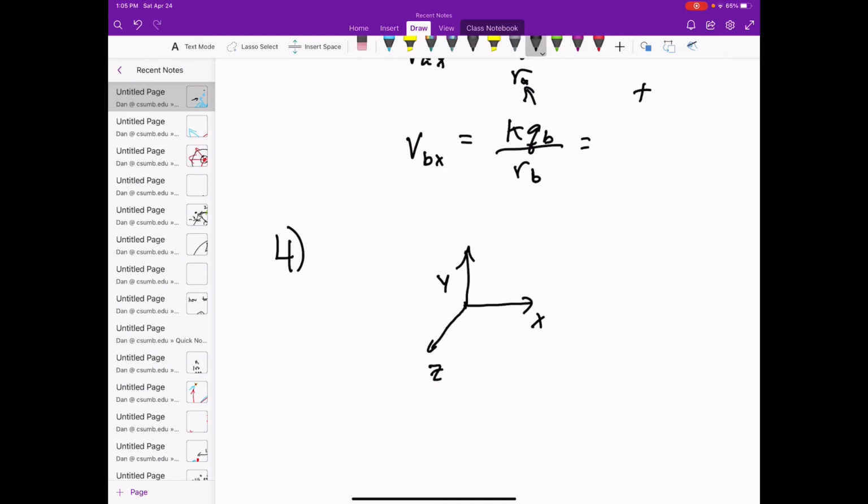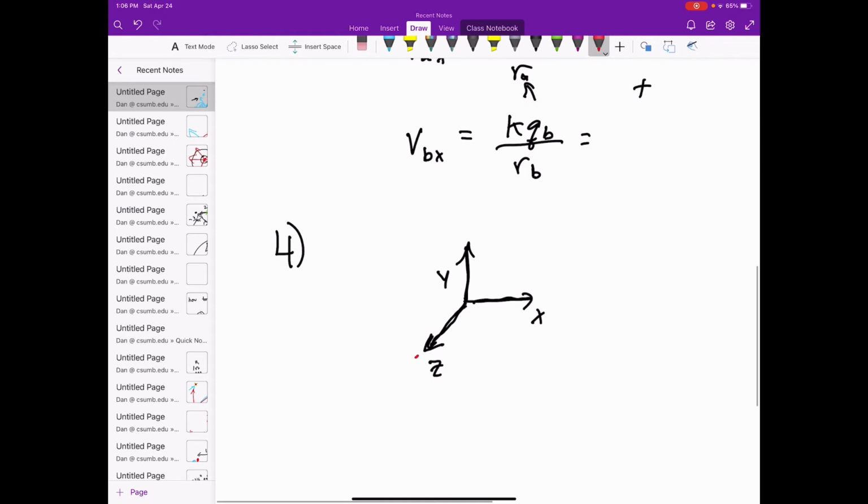If you could draw it in 3D, you can imagine almost a cube here. This is one side of the cube, that's another side, and this is the other dimension. Okay, so that's x, y, and z. So in problem 4, for instance, it says that there's a line of charge that's infinitely long and lying on the z-axis. So that line of charge would be like this.